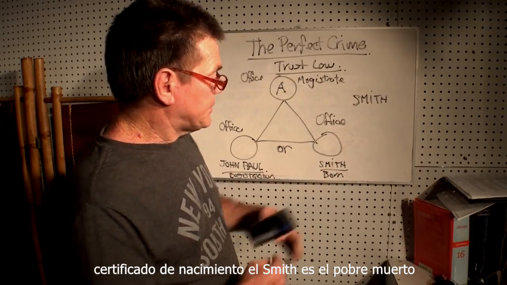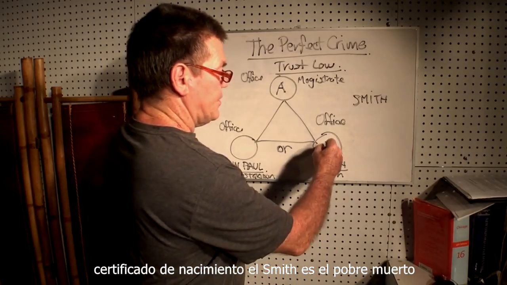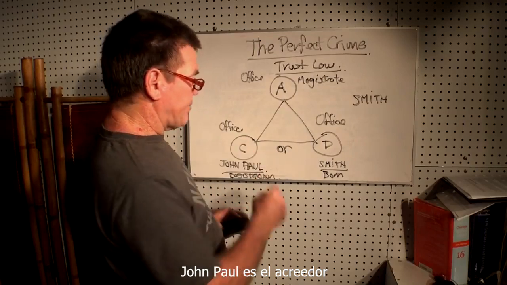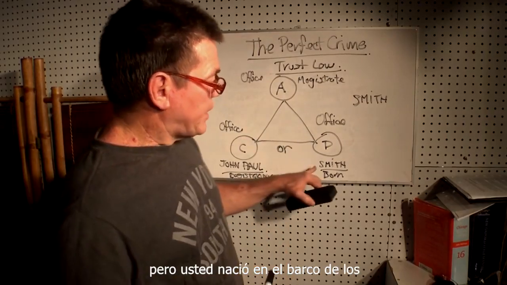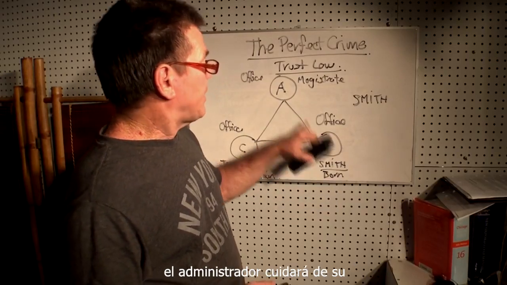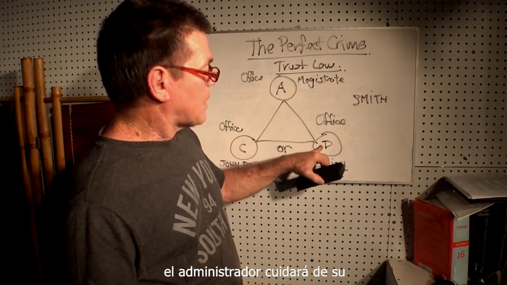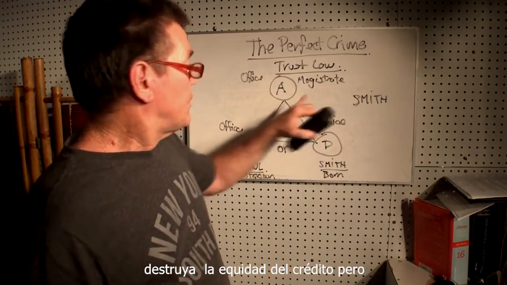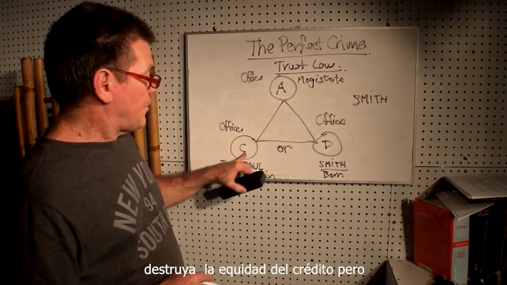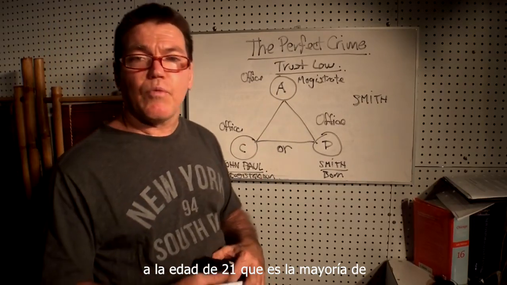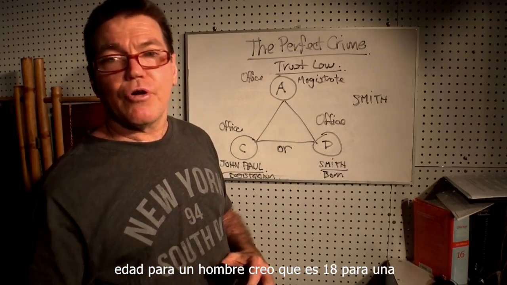The Smith is the debtor. John Paul is the creditor. But you're born into the ship of the debtors, because while you're a debtor, the administrator will look after your trust to make sure that you don't destroy the equity of the creditor.